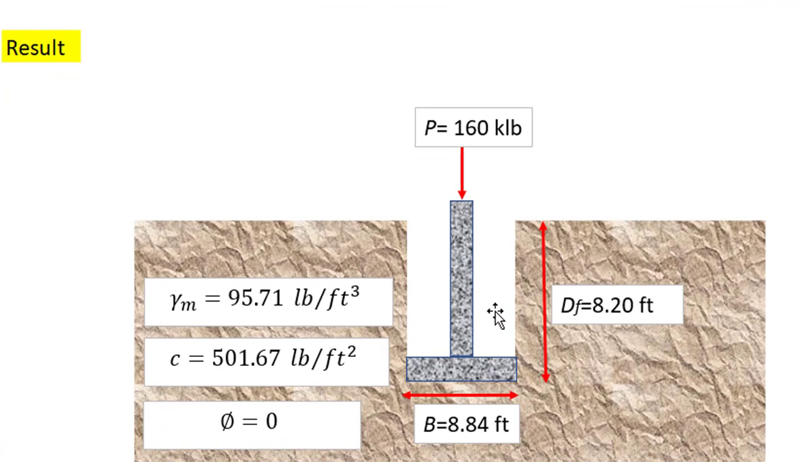We have found the value of B that according to Skempton's theory is equal to 8.84 feet.